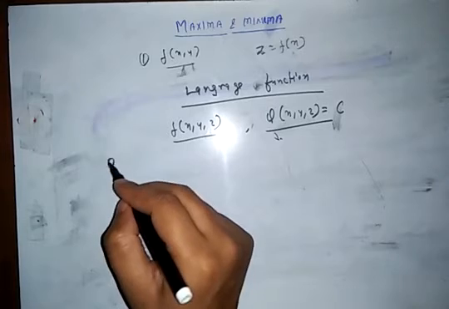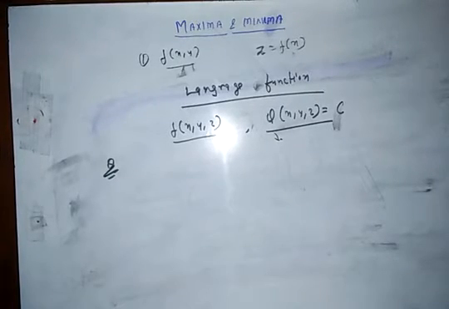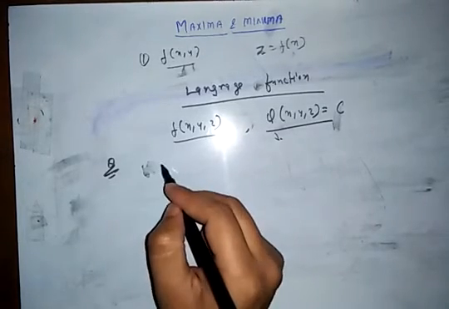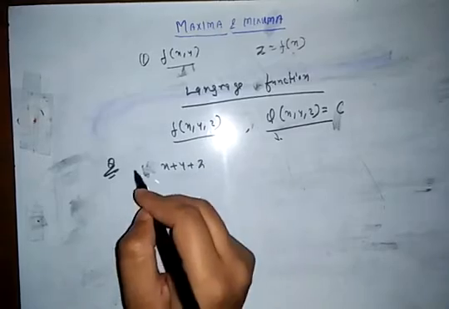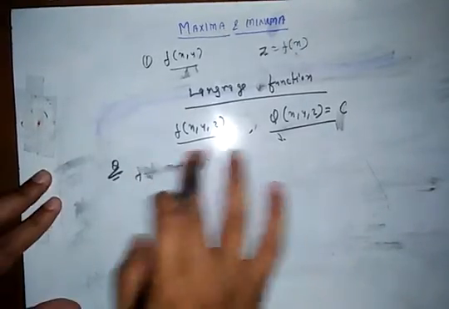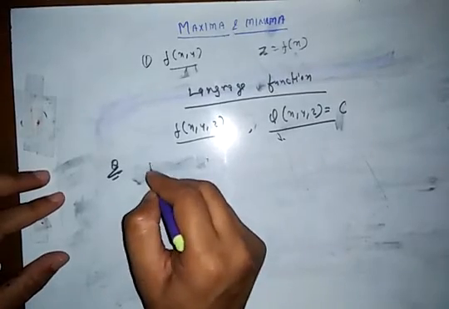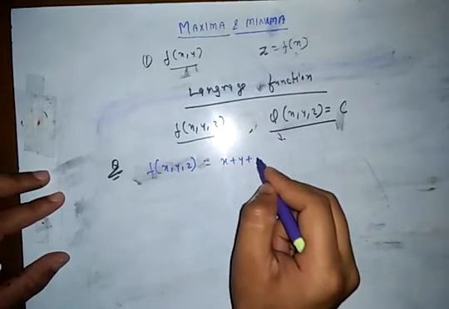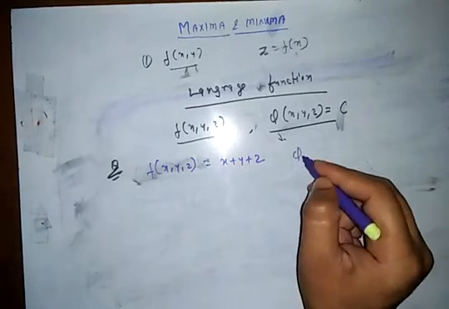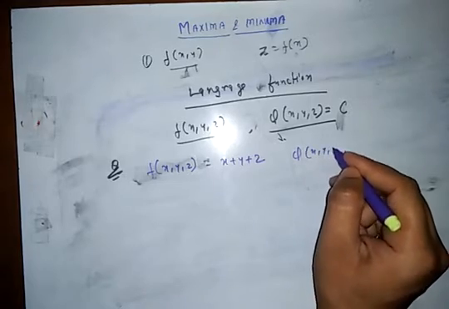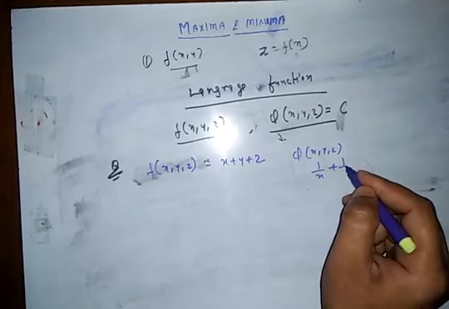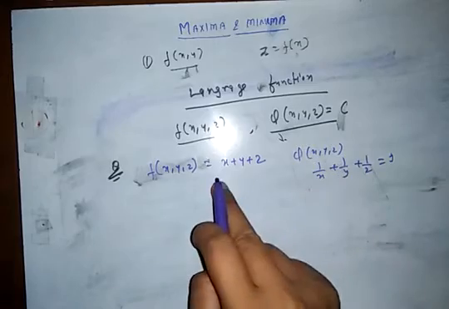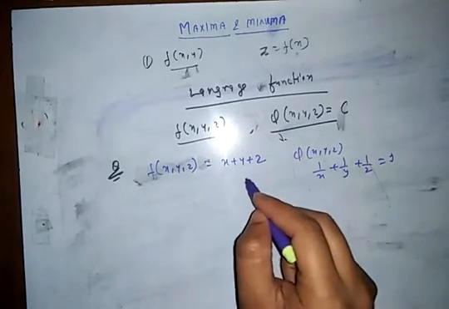Suppose I am taking one question. You have to find the maxima and minima of x plus y plus z. This is the function f of x, y, z. And the condition given is phi: 1 by x plus 1 by y plus 1 by z is equal to 1. We have to find the maximum and minimum value of this function.